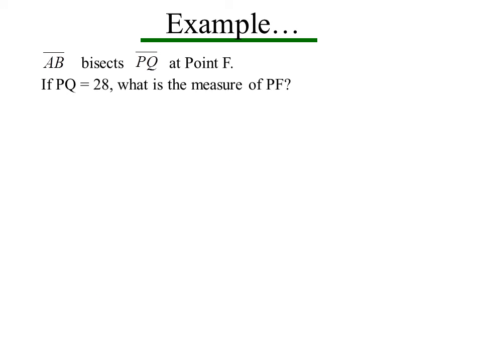All right, let's look at an example. Segment AB bisects segment PQ at point F. If PQ equals 28, what is the measure of PF? So let's begin by drawing a picture. Here is segment PQ. Point F is the midpoint, so I put it in the middle. And AB bisects PQ at its midpoint.